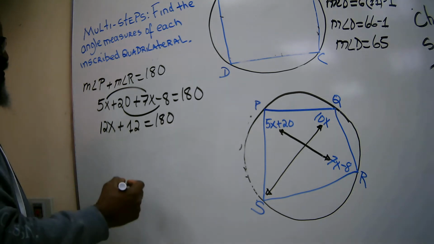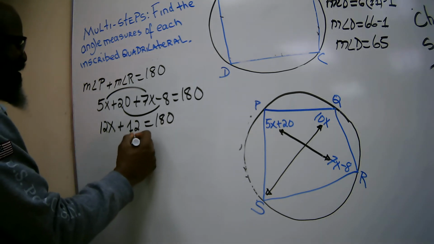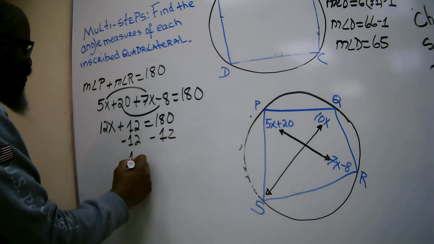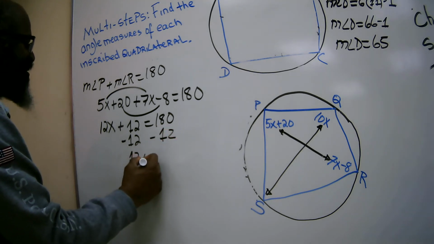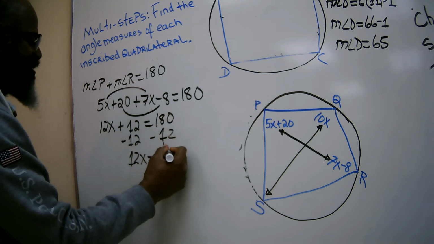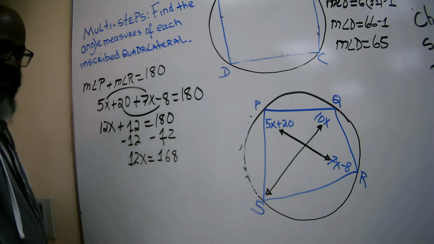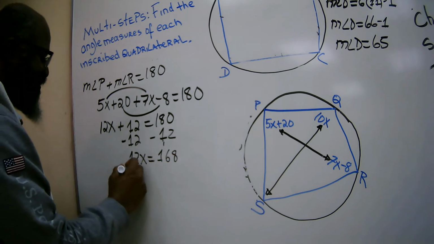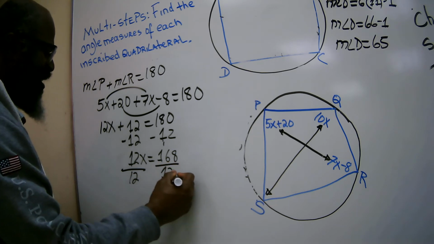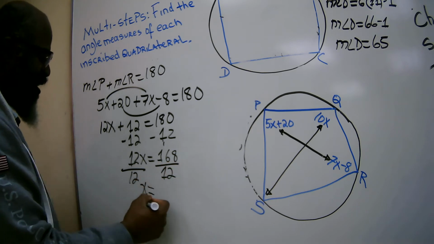Then I'm going to subtract 12 from each side. Order of operations, PEMDAS. Then I will end up with 12x is equal to 168. Then you divide by 12. Then that will tell you what x is. As long as you know how to solve and you apply the concept, you're going to get home free.